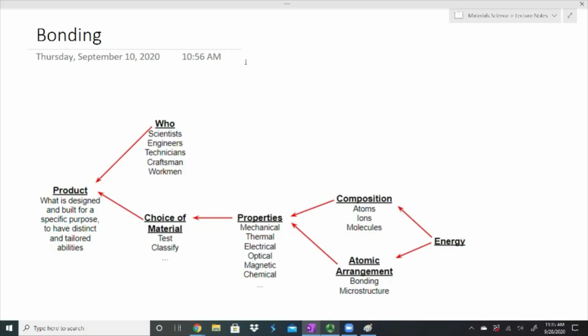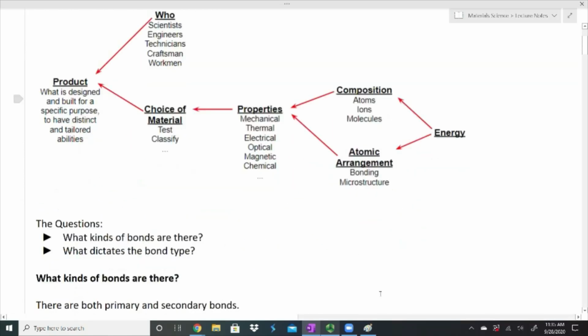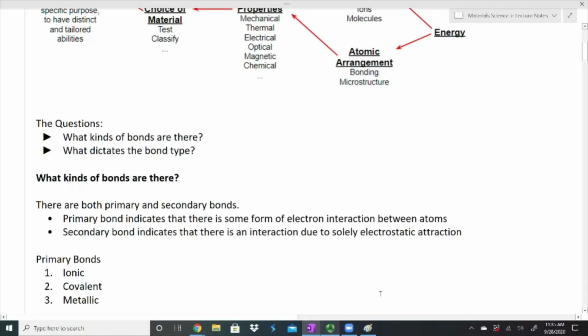The first thing that we really need to talk about to really understand materials and the science behind them is what makes the material itself. And the material we've talked about previously, it's the composition, it's what atoms you're using, what ions, what molecules you're using, and it also comes down to the atomic arrangement. And the atomic arrangement is how it's connected. How are they bonded together? And so a large part of really understanding things is understanding the bonds.